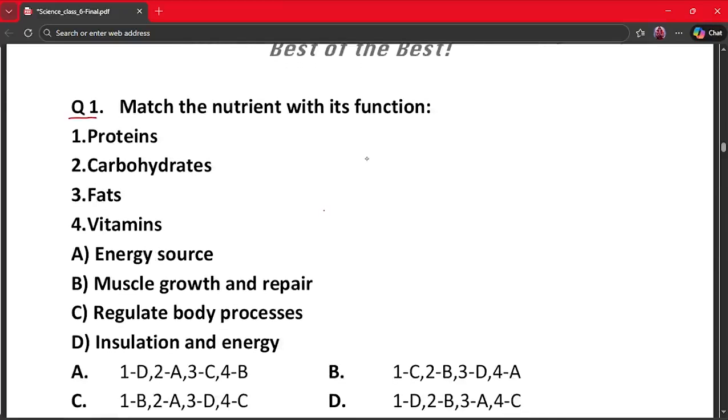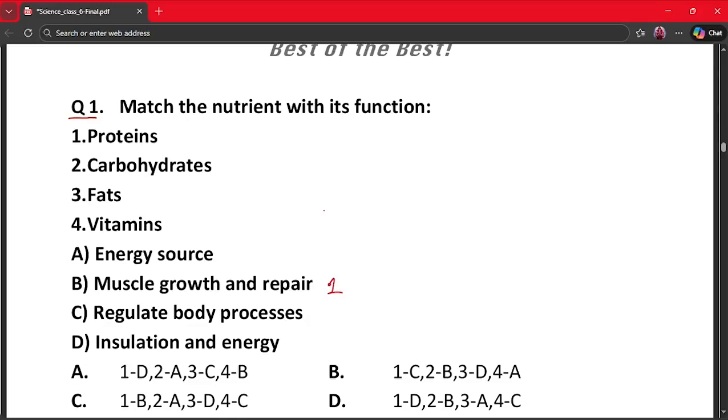Question number 1. Match the nutrient with its function. 1. Protein, 2. Carbohydrates, 3. Fats, 4. Vitamins. A. Energy source, B. Muscle growth and repair, C. Regulate body processes, and D. Insulation and energy. So proteins are mainly responsible for muscle growth and repair.